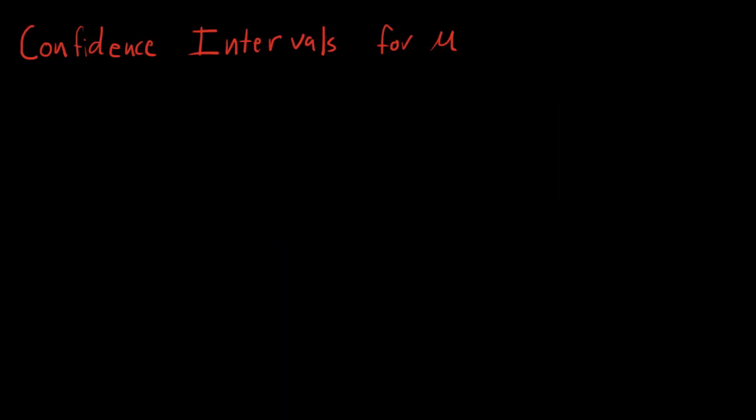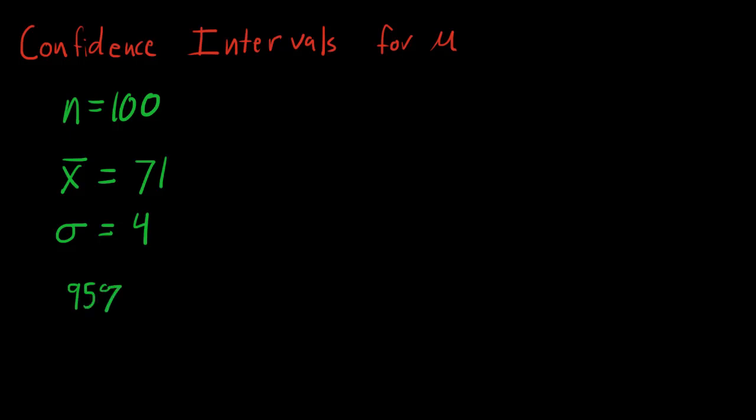So to see how this confidence interval stuff works, we're going to start off with a simple example. For our example, we're going to have a sample size of n equals 100 people, where the average height of those people, or x bar, is equal to 71 inches. And then we know that the population standard deviation is equal to 4 inches. Using that information, we're going to try to construct a 95% confidence interval.